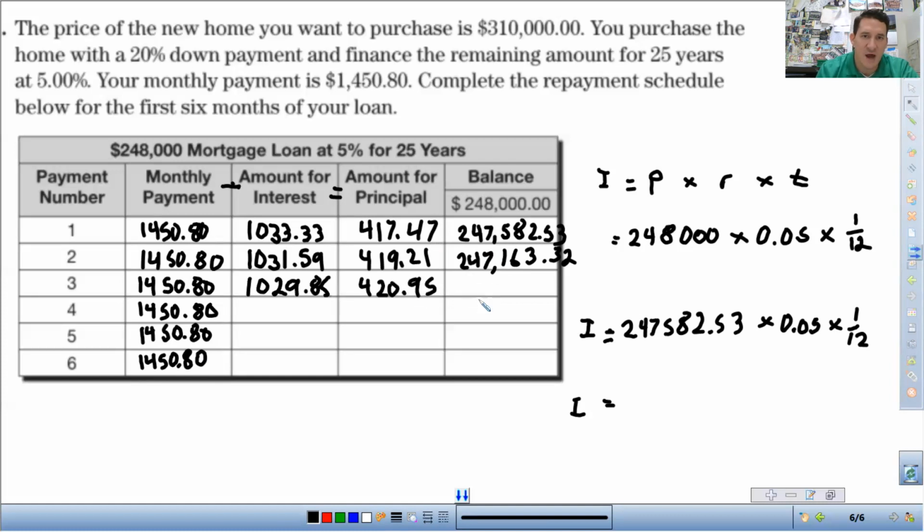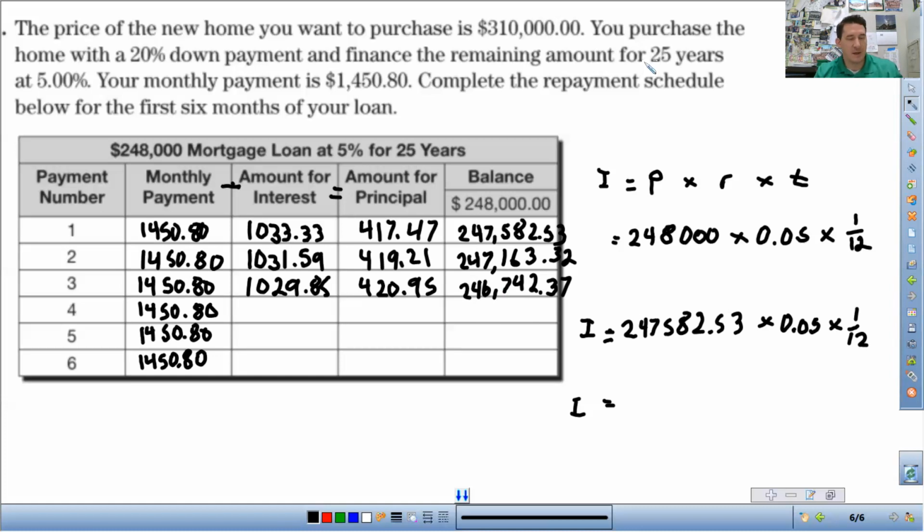And then subtract from the previous balance. So 247,163.32 minus 420.95 comes out to 246,742.37. And you just continue down the whole way. The monthly payment minus the amount of interest is the amount of principal, and then for the balance, the previous balance minus the amount of principal gives the new balance. Just keep going until the table is complete.